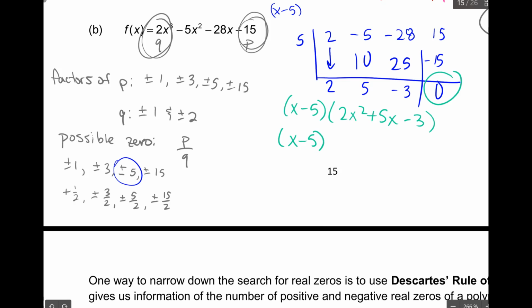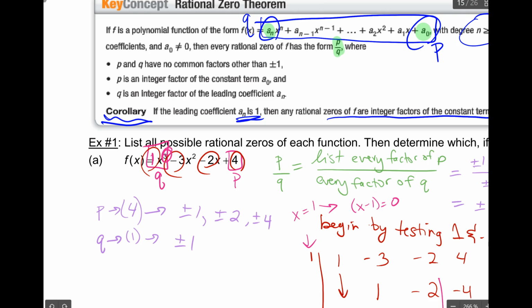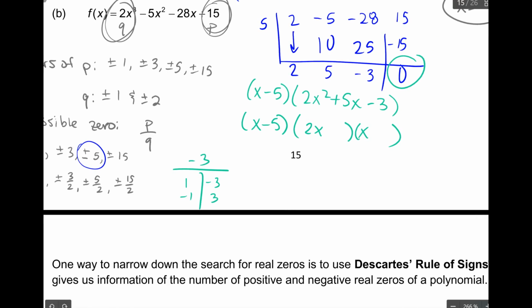Let's see, x minus 5, 2x, x, because those will multiply to 2x squared. The only numbers that multiply to negative 3 are either positive 1, negative 3, or negative 1, positive 3. How we know what to put in there depends on the middle. We're trying to get to a positive 5, so I need the bigger number to be positive, so that way when I FOIL it out, I'll have a positive number here. So plus 3, minus 1.